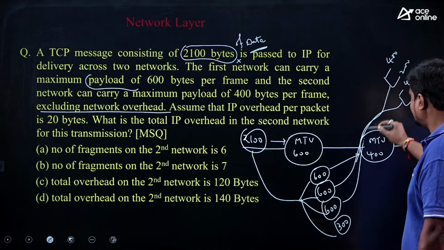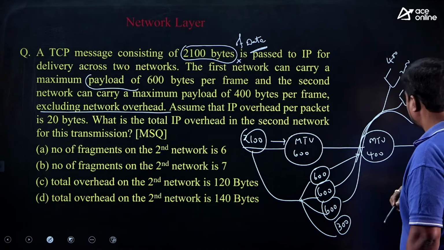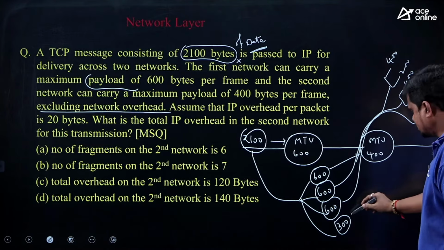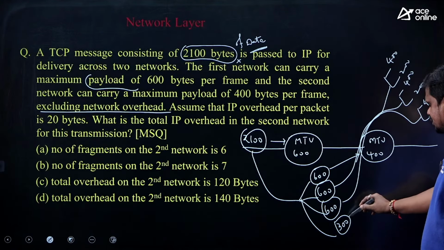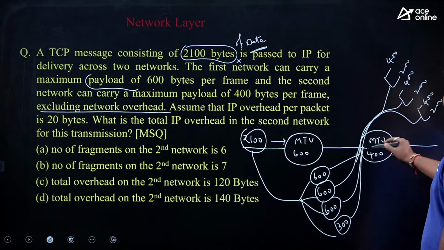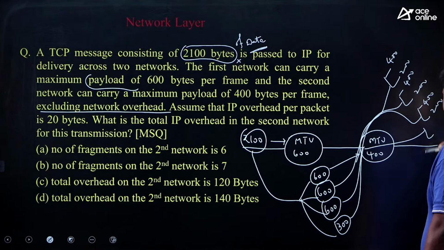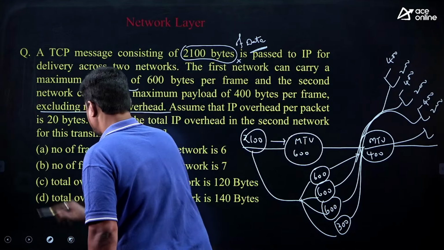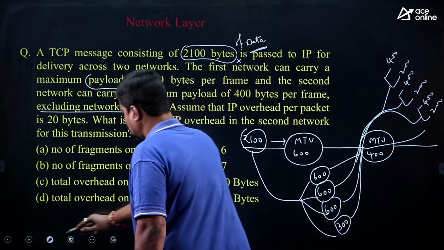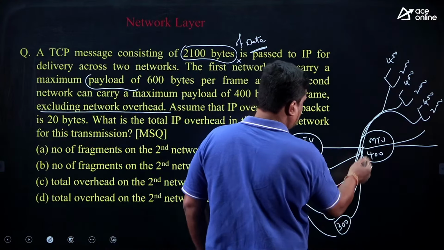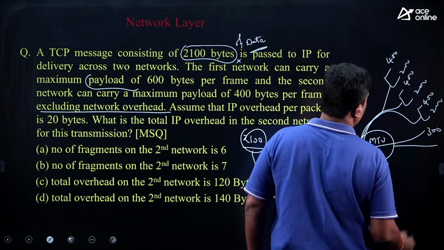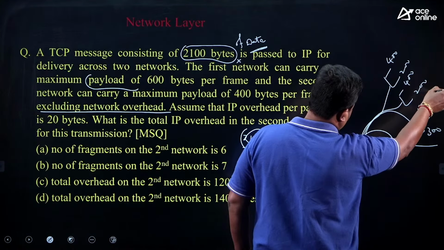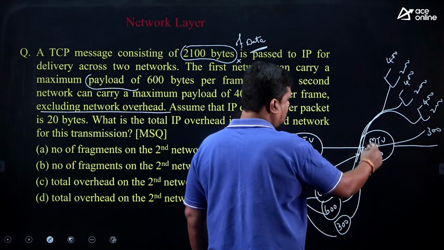And this can also create another 2 fragments. What are the 2 fragments? 400 and 200. Then this last one, as it is I can forward, because it is less than this MTU, correct? So it is coming to just 300, because the 300 is less than this MTU. So overall, if you see how many fragments you are having, 1, 2, 3, 4, 5, 6 and 7. So 7 fragments are there on the second network.